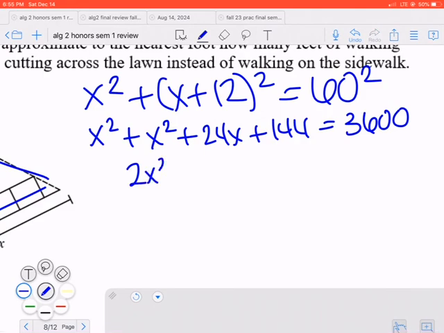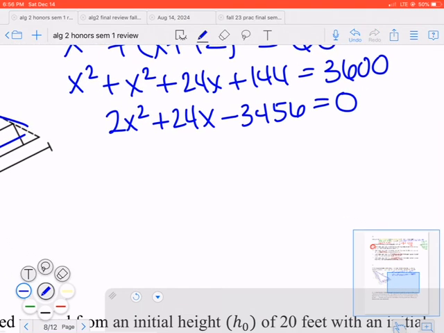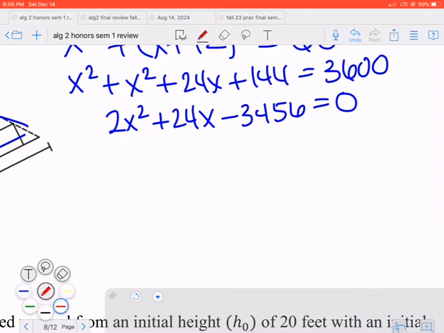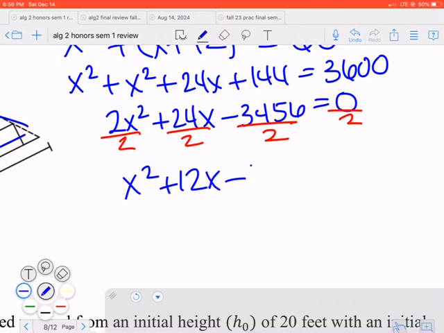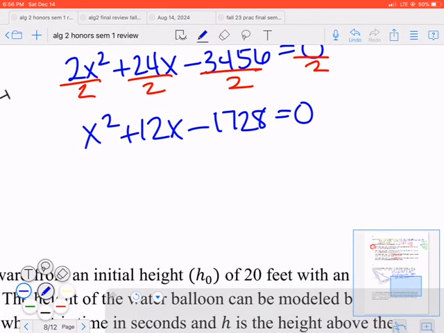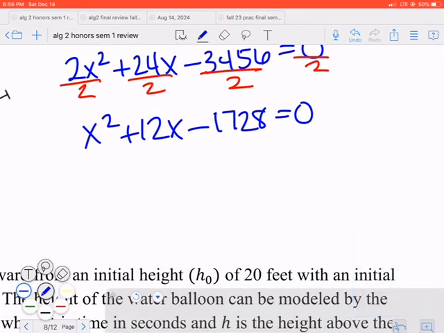And that's 2x squared plus 24x minus 3600 equals 0. So I got everything on one side. And it looks like I can divide all those by 2, because we're in an equation and the other side is 0, so that is a legal move. So now we have x squared plus 12x minus 1728 equals 0. And I could factor this, or I could use the quadratic formula.